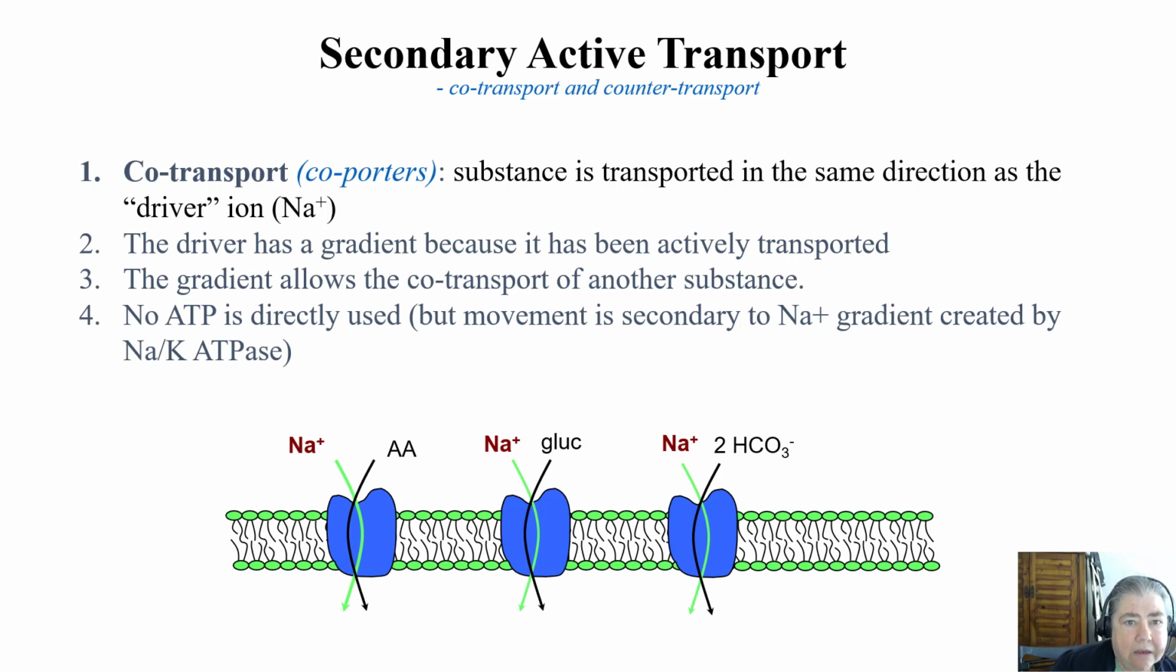That's a cotransporter. And here we're showing some cotransporters. So sodium and an amino acid moving in the same direction, sodium and glucose moving in the same direction, sodium and 2 bicarbs moving in the same direction. HCO3 is the bicarbonate ion. So there are assorted cotransporters.